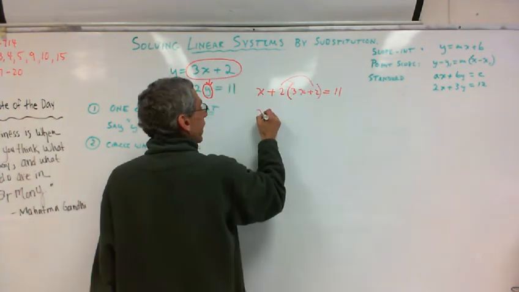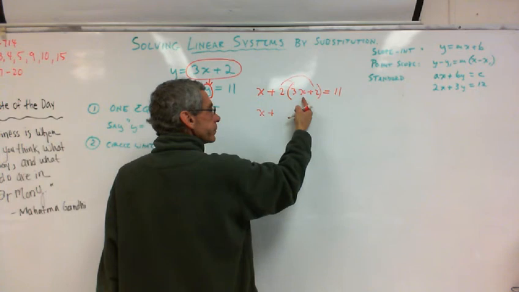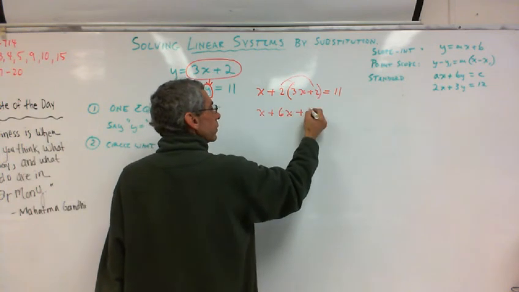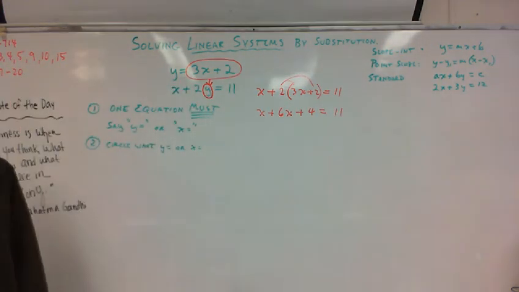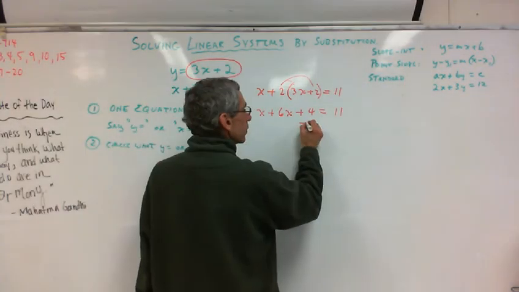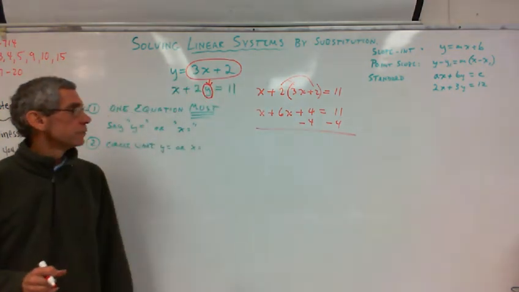Boom. So we got x plus 2 times 3x, 6x, plus 2 times 2 is 4, equals 11. Now what do I do? Subtract 4 from both sides. Okay, subtract 4 from both sides. What do I have?